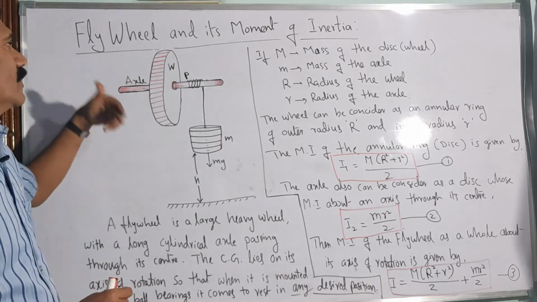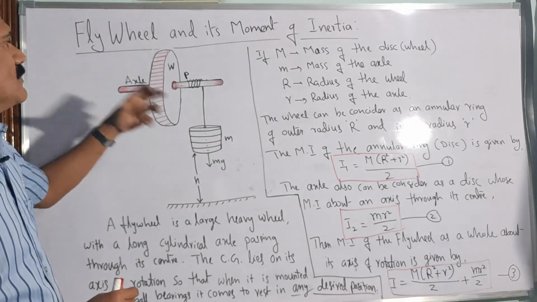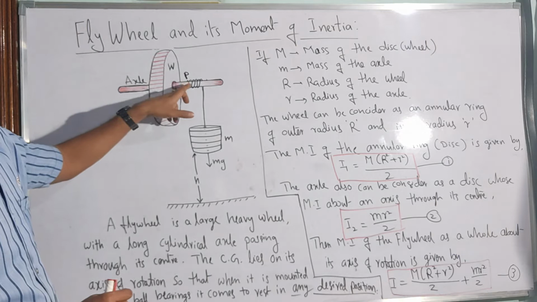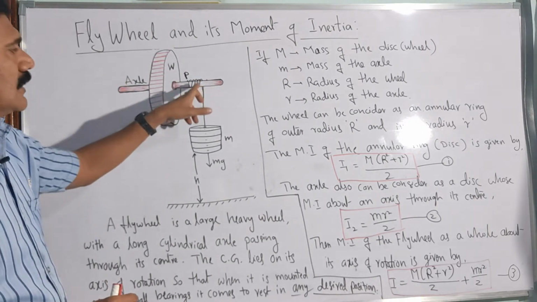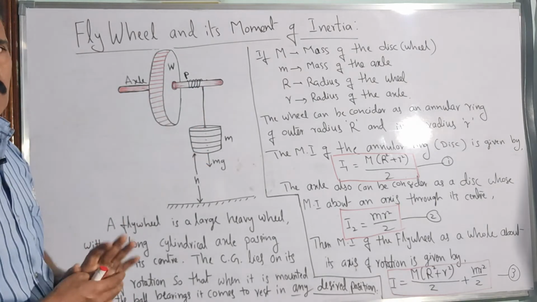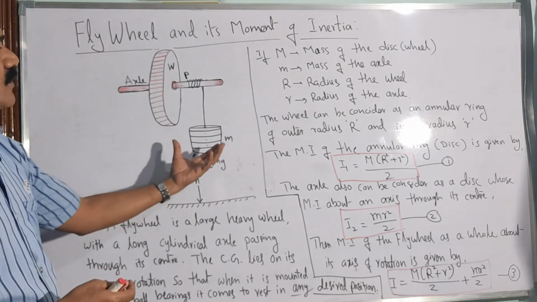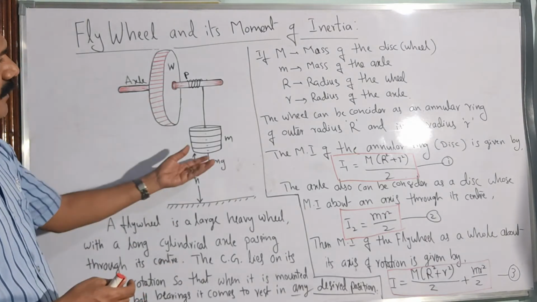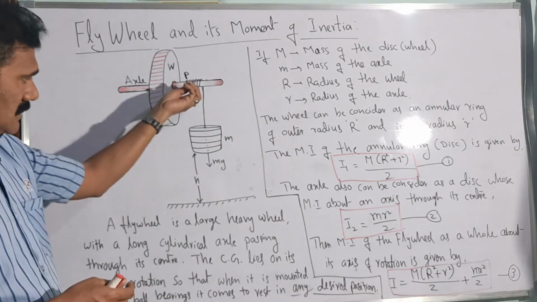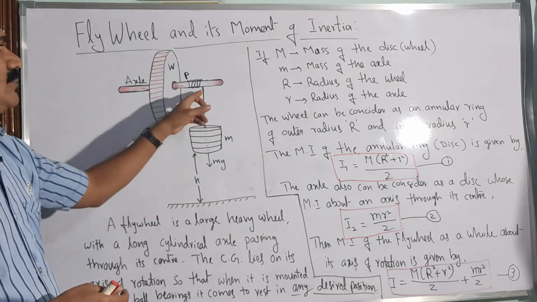But how to rotate the axle? It is very simple: by fixing a thread to the peg P, wound some number of turns, and the other end of the thread is fixed to some mass, so that the total weight of the mass is equal to m into g. When the weight starts pulling down, the axle is made to rotate.